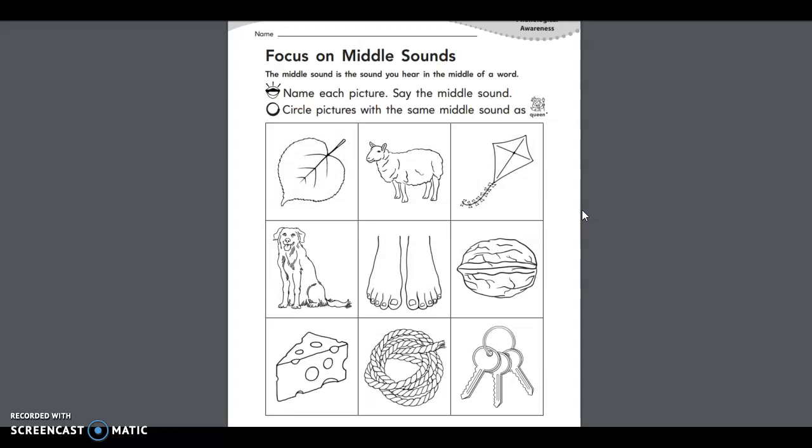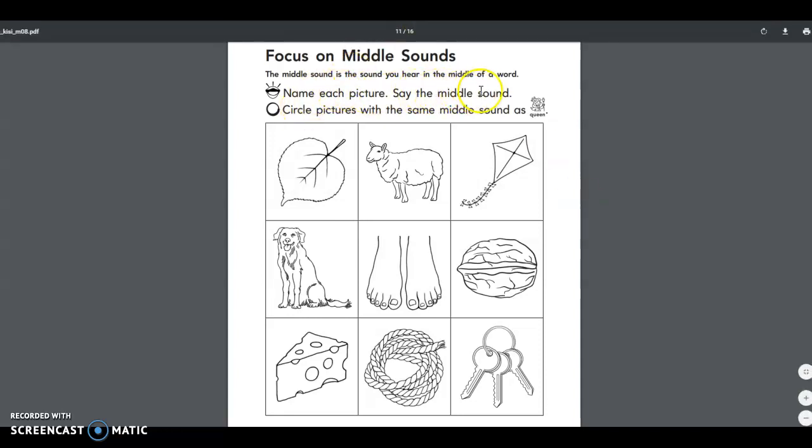So here's what this page is asking you today to do. It's going to ask you to name each picture and say the middle sound. You're going to circle the pictures that have the same middle sound as the word queen. Let's say that word together. Queen.